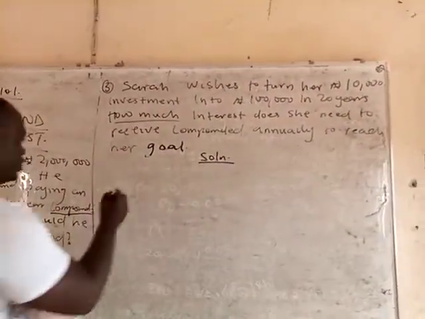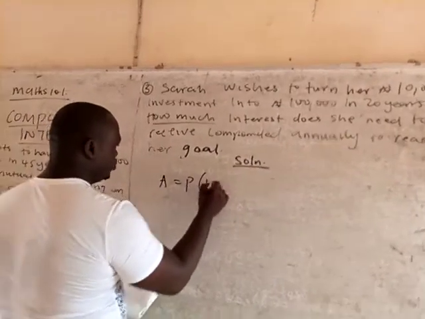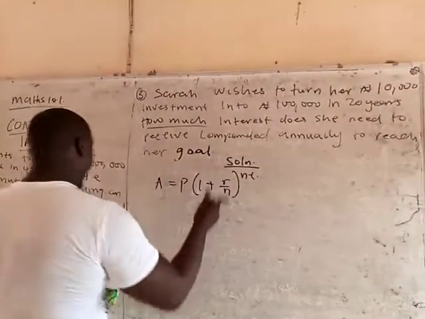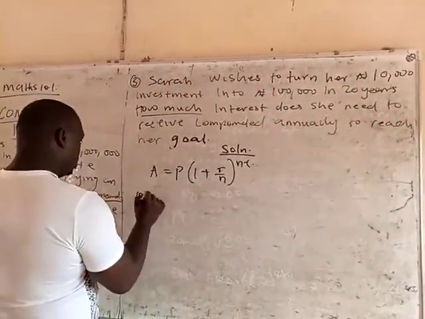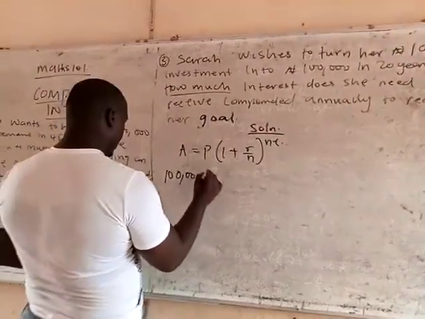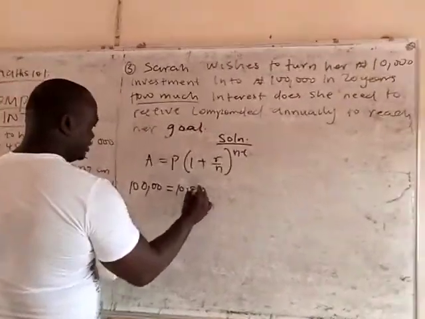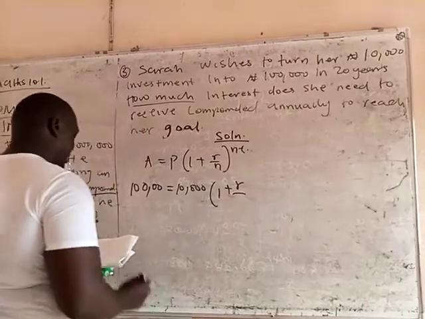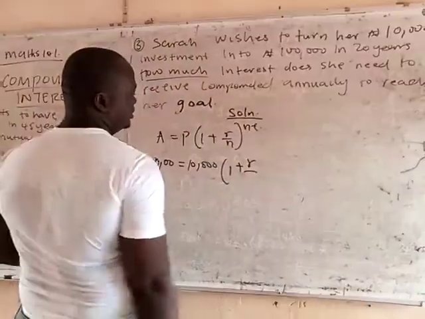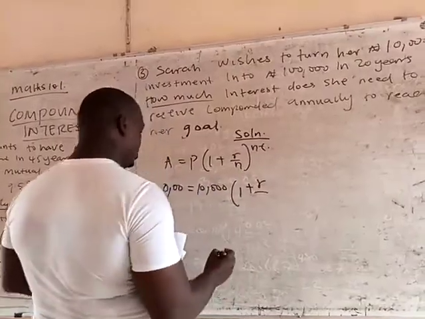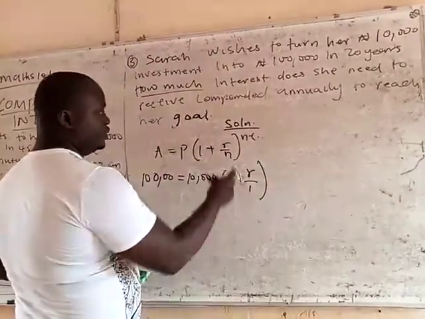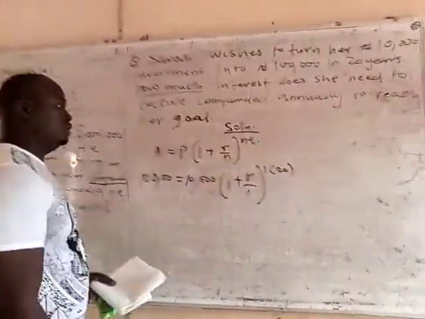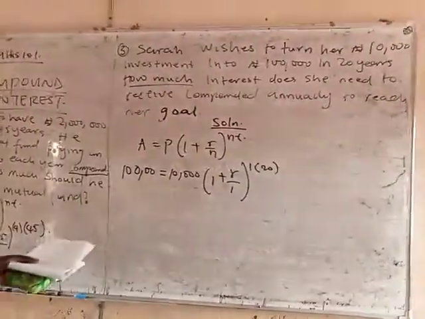Good. So write our formula, which is A equals P into 1 plus R over N, to the power of NT, right? So what we are looking for is our R. The future amount is what she wants to achieve in the future, which is 100,000. The present amount is 10,000, right? Now, this is 1 plus R, and R is what we are looking for. Remember, it's annually, and the time is in years, so N is 1. So NT is 1 times 20 years. Good. So R is what we are looking for, right?